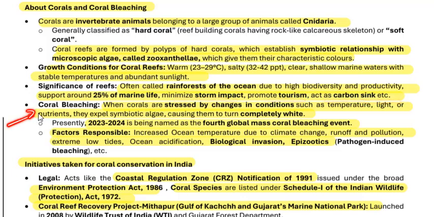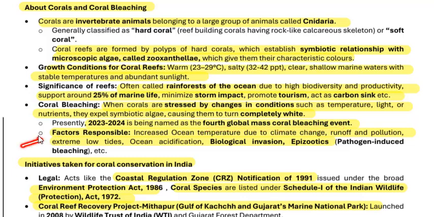Next is coral bleaching. When corals are stressed by changes in conditions such as temperature, light, or nutrients, they expel the symbiotic algae, causing them to turn completely white. It means the algae zooxanthellae is expelled from the coral, and that is called coral bleaching. Presently, 2023-24 is being named as the 4th global mass coral bleaching event.